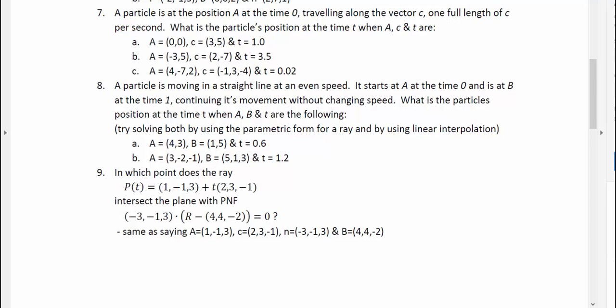So number 9. In which point does the ray given here intersect with a plane with this point normal form? So here we already have formats of the ray and the plane set up for us conveniently, so we should just be able to go about setting up our t-hit and p-hit formulas.